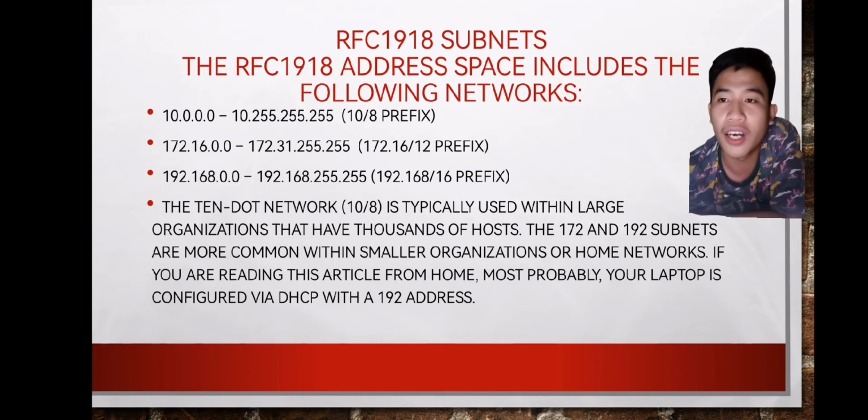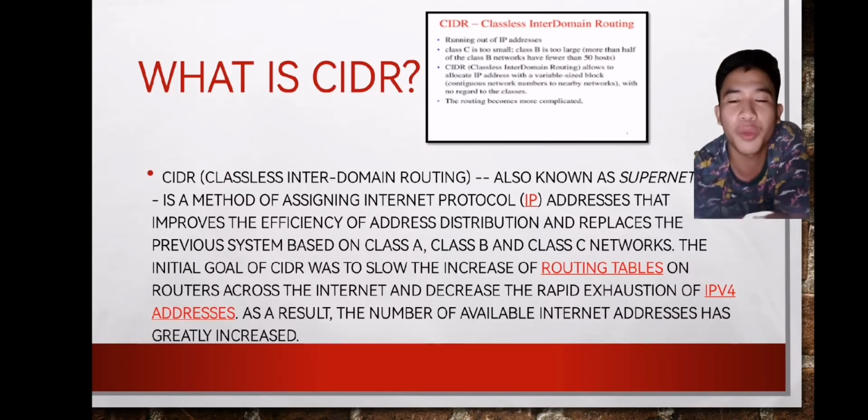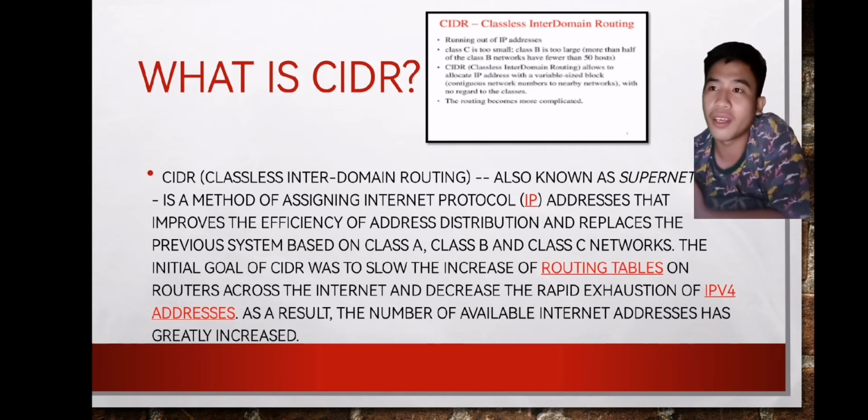And the second figure, the 172 and 192 subnets are more common within smaller organizations or home networks. If you are reading this article from home, probably your laptop is configured by DHCP within a 192 address. Number 12, what is CIDR?